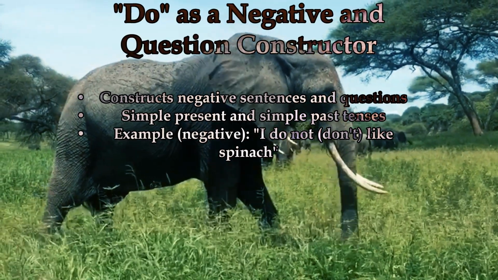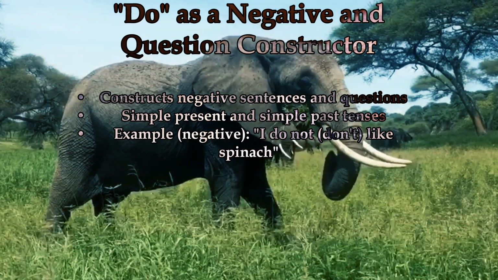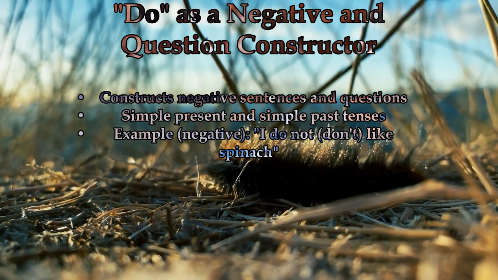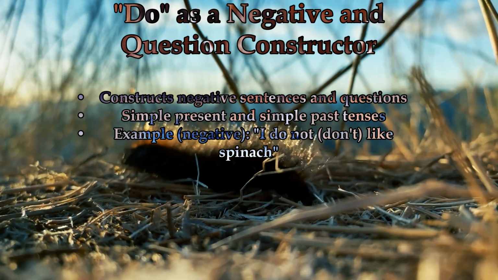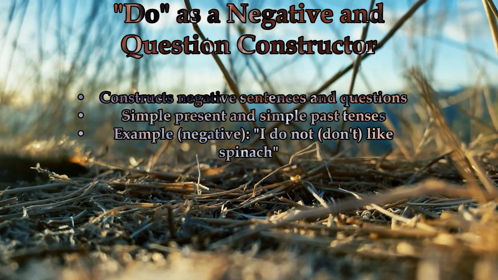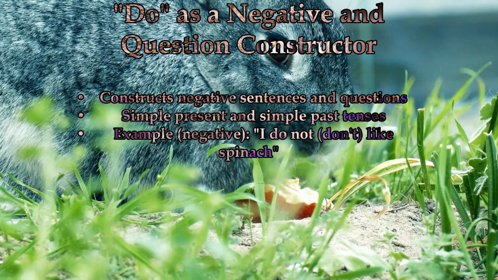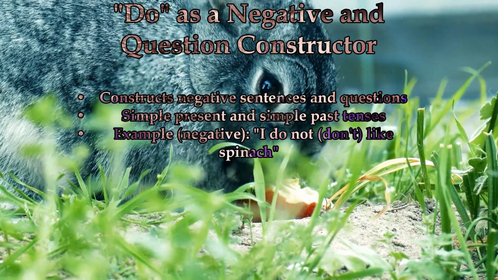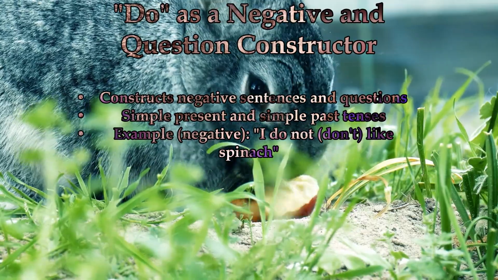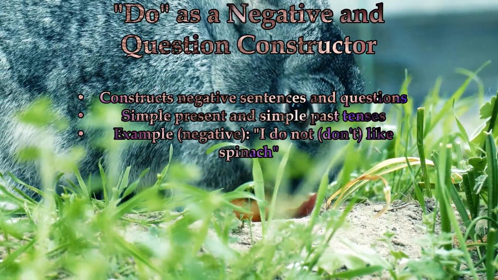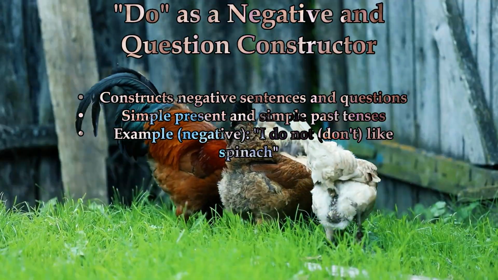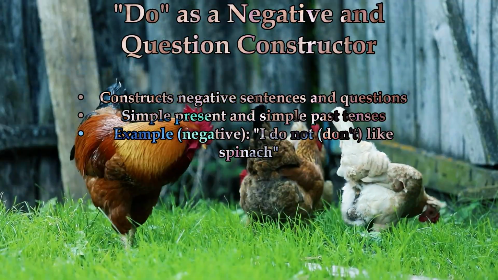Section 7. Do, the negative and question constructor. Now, let's shine the spotlight on do and its role as an auxiliary verb. In this capacity, do becomes a linguistic architect, constructing negative sentences and questions in the simple present and simple past tenses. When building a negative sentence in the simple present tense, do teams up with not to form a powerful duo. For example, I don't like spinach. It's like a taste preference announcer, making our dislikes known to the world.